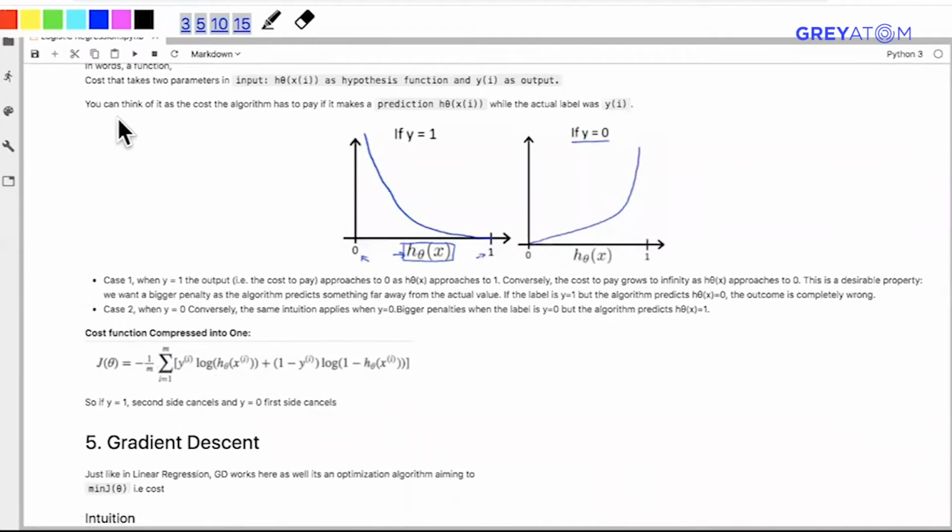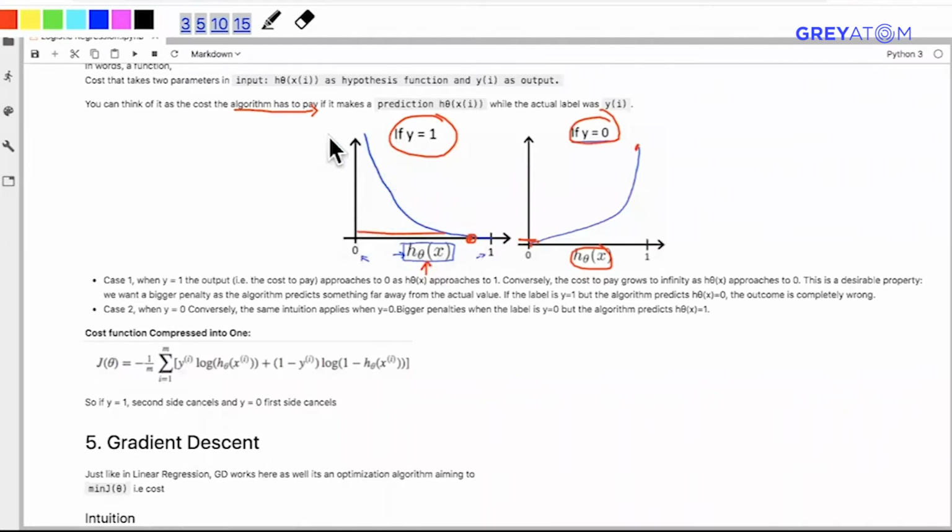Just as I was telling you, the cost that the algorithm has to pay if it makes a prediction while the actual label is 0 or 1. Suppose my actual label is 1 and I am predicting closer to 1, my cost is very minimal. The opposite is the case for y equal to 0. If my actual value is 0 and I'm predicting 1, my cost is super huge. But if my actual value is 0 and I'm predicting somewhere here, my cost is super low. And here the cost is super high. So that's how we make a trade-off between actual values, predictions and the cost.